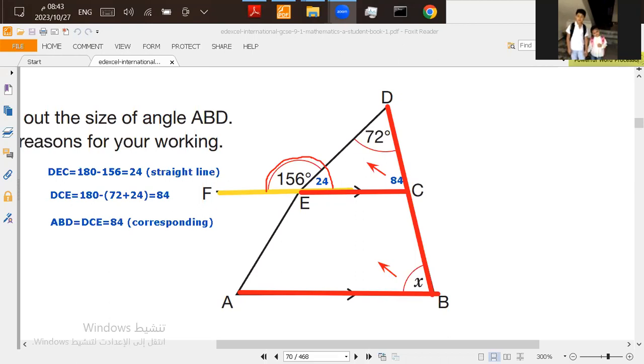So this, as we said, yes, you can. This one, I didn't write the reason because you already know the reason, which is sum of angles of a triangle. You can write it here.